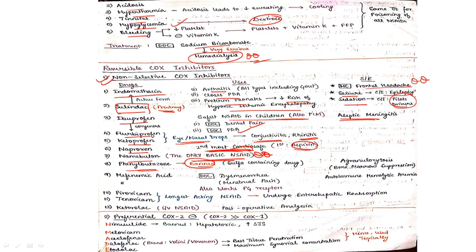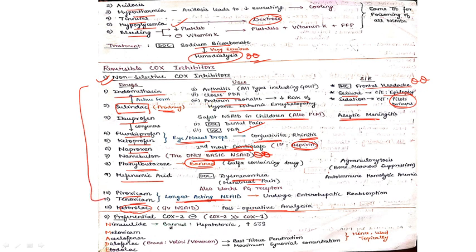Now the next drug is mefenamic acid. It is the drug of choice in dysmenorrhea, that is menstrual pain. During menstrual pain, the drug of choice will be mefenamic acid. Then piroxicam and tenoxicam, they are the longest acting NSAIDs. And ketorolac is given through the IV route, and it is used for postoperative analgesia. So these are the non-selective COX inhibitors.